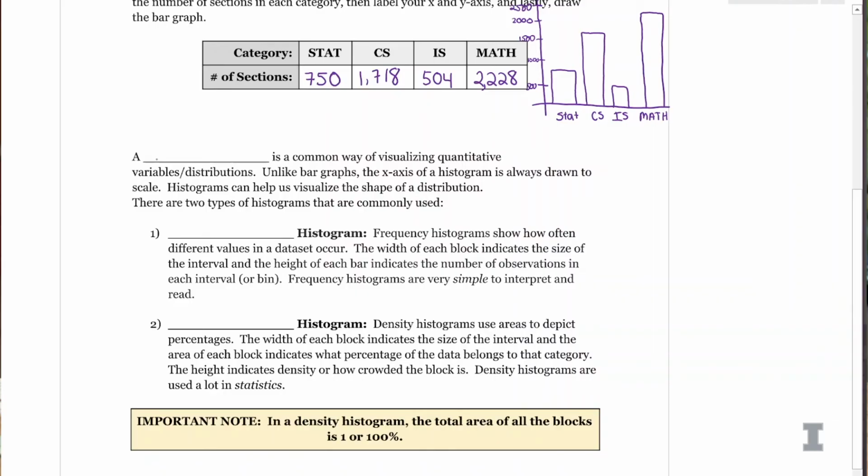So bar graphs for categorical data are super common. In data science, we definitely work with quantitative or numeric data a lot more. A common way to visualize quantitative data is called a histogram. Histograms are very similar to bar graphs or bar charts. And unlike on bar graphs, the x-axis of the histogram is always drawn to scale, and it means something in terms of the numbers rather than a category.